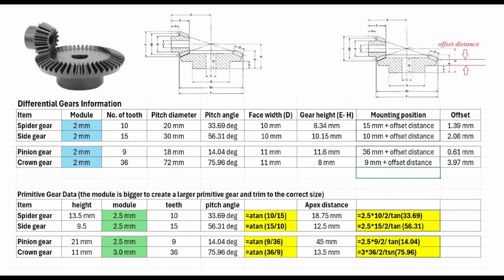As the primitive gear is bigger than the 2 mm module gear needed, excess material is trimmed to form the gears I need. You can see the module is bigger and the apex position is based on the primitive gear. Let me go to FreeCAD and create these gears and animation now.